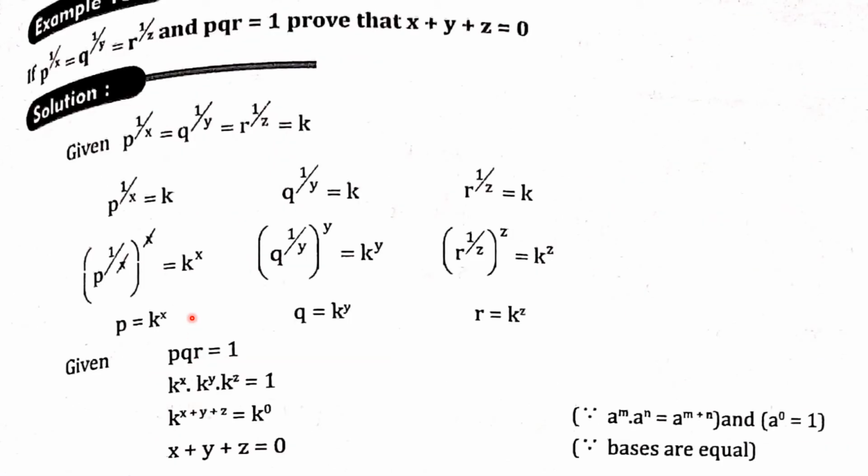Next problem. If p^(1/x) is equal to q^(1/y) is equal to r^(1/z) and the whole pqr value is 1, you should prove that x plus y plus z is equal to 0. So this given term is to be considered as k. If p^(1/x) is considered as k, and q^(1/y) is called k, and r^(1/z) is considered as k.